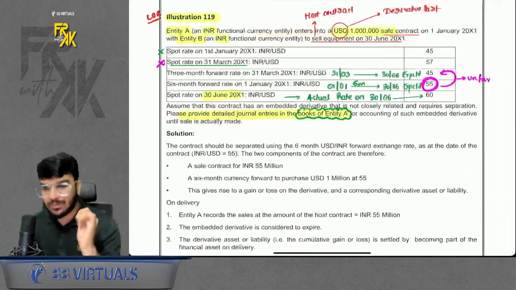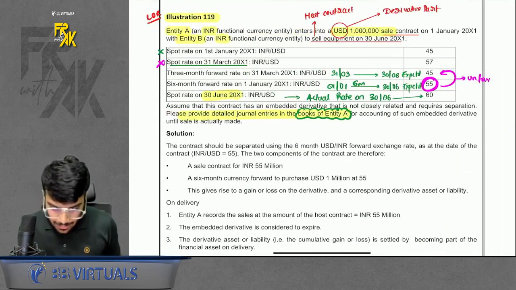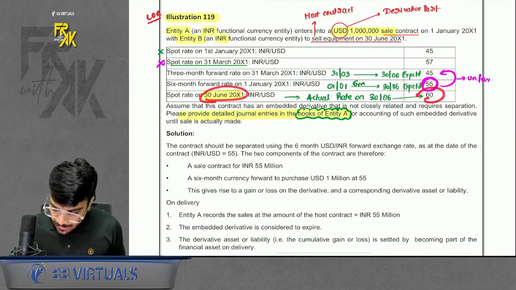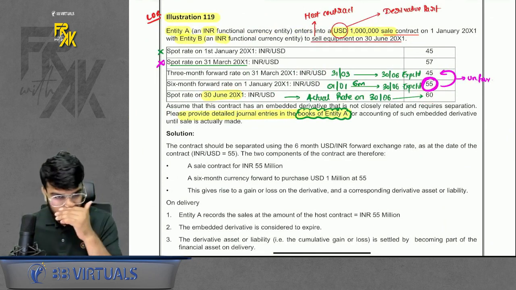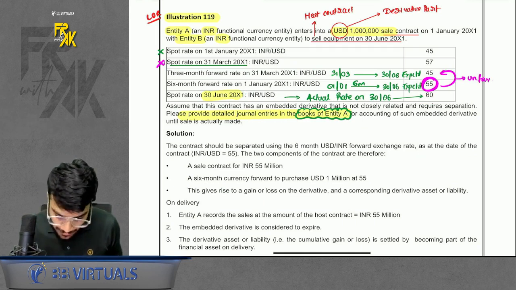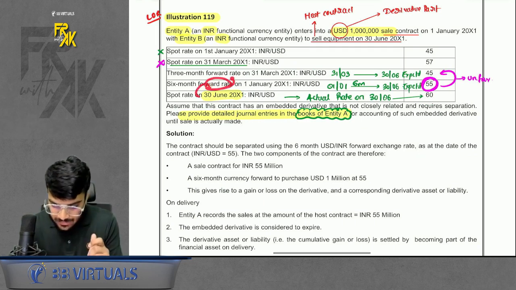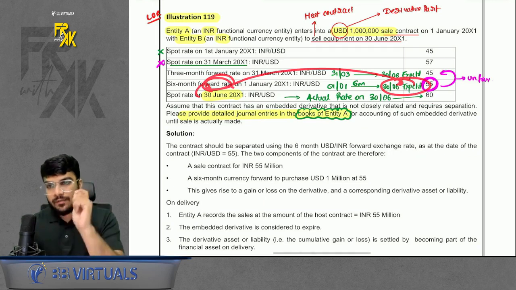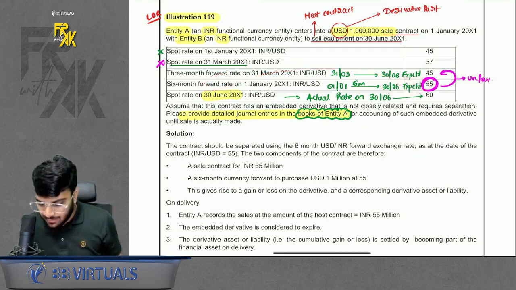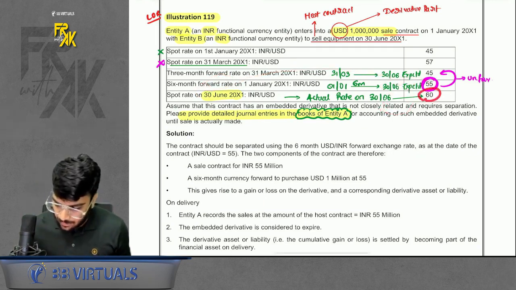Okay. But this was only checking the position on 31st March. The ultimate date is 30th June. On 30th June, the rate turned out to be 60. Achha, you may ask, sir, how are we comparing forward with spot now? Arey, this forward is of 30th June. We can compare 30th June's rate with the 30th June spot rate. So now the rate turned out to be 60.